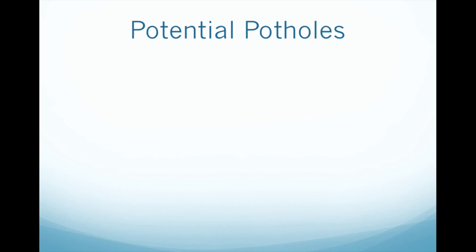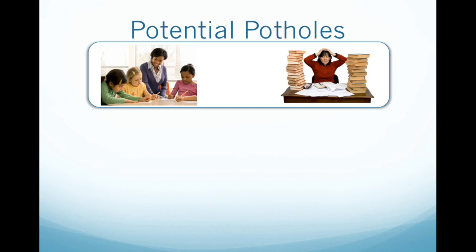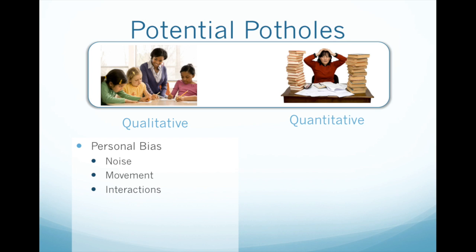Now bear in mind, with any data collection, there's potential potholes. With qualitative, the potholes to consider are personal bias, which for teachers, the three biggest biases are noise, student movement, and student-teacher interactions. Your preferences in these three categories will influence what you see in a classroom observation. It could look like noisy, highly engaged, controlled chaos, or it could look like bedlam, depending on your tolerance levels.